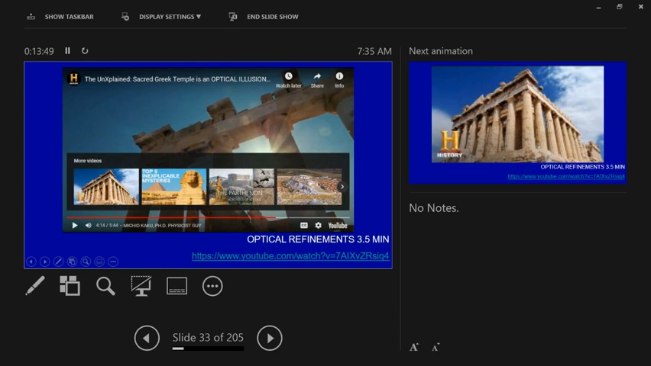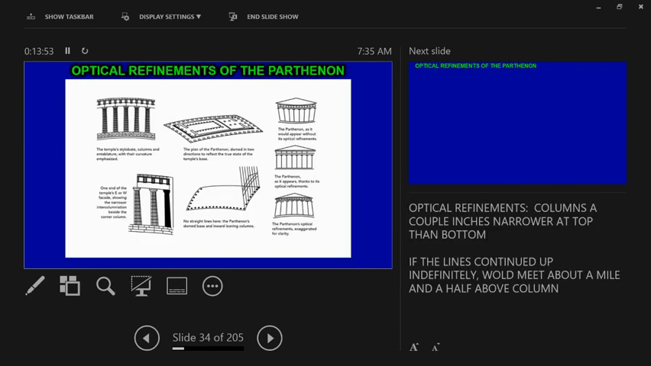All right, so I'm going to stop there. And so I just want you to know that there are what are called optical refinements in the Parthenon. So you saw the graphic that shows if you were to extend the columns straight out, they would meet each other. And I think they would meet about 1.5 miles up in the sky above the temple.